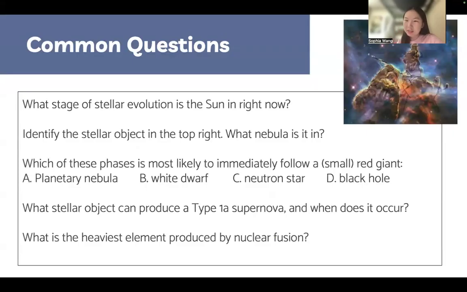So, and this goes for both Division B and C. These are a little easy for C, but they probably still will show up in the multiple choice. So, first one, what stage of stellar evolution is the sun in right now? Anyone want to put the answer in chat? Correct! It's in the main sequence. The main sequence star. Good job.